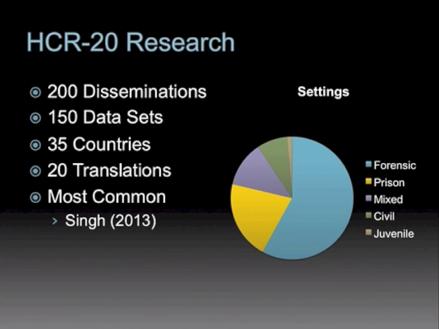This is a breakdown of the settings in which the HCR-20 research has been conducted. You can see about half in forensic settings, but quite a bit also in correctional or prison settings, as well as mixed settings. So there's some studies which evaluate the performance across, say, both forensic and civil psychiatric patients. A bit of a smaller proportion in general psychiatry or civil psychiatry. And finally, as Steve has mentioned as well, some in juvenile justice settings.